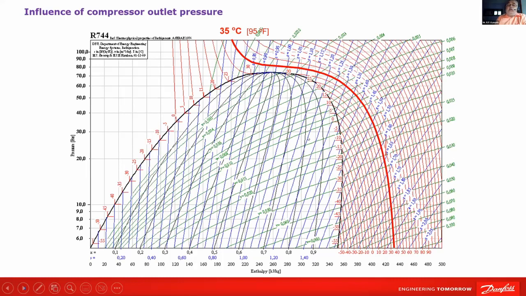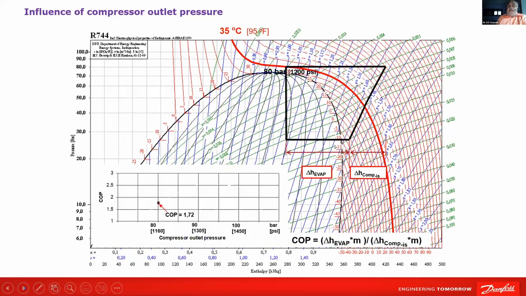Now, in this, I will show a typical condition for 35 degrees centigrade with 80 bar, 90 bar, 100 bar. Please keep watching here. This is the work done and this is the delta H for the NRE, net refrigeration effect. Now, let's increase to 90 bar. When we went to 90 bar, the work done increased proportionately.